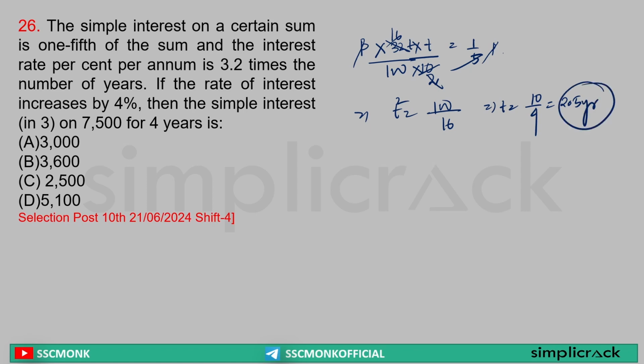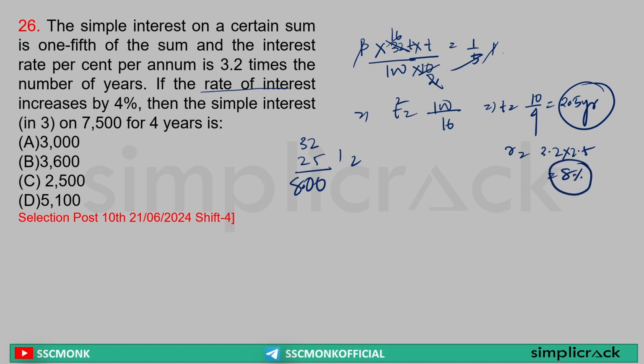If T is 2.5 years, R is equal to 3.2 into 2.5. Yes or no? Because it is 3.2 times the number of years. Now it is asking about what? If the rate of interest is increased by 4%, then what is the answer? So 32 into 25, 5 2s are 10, 1, 15 plus 4, 19 plus 1, 20, 0, 2 out here, 3 2s are 6 plus 2, 8. Now there are two decimals, so it will be 8%.